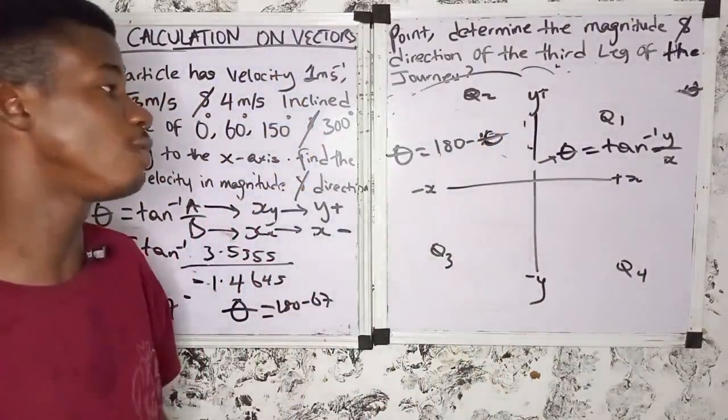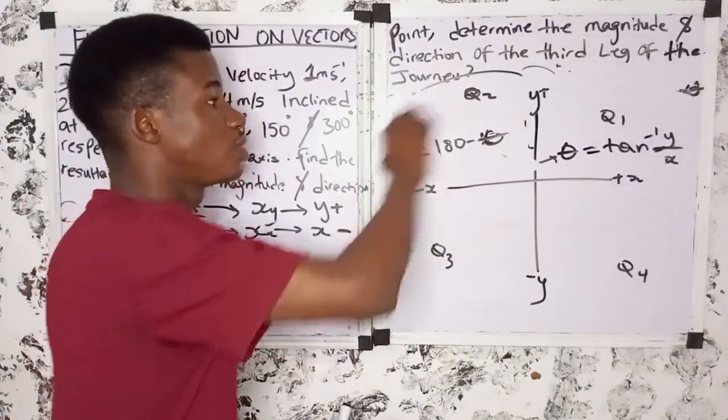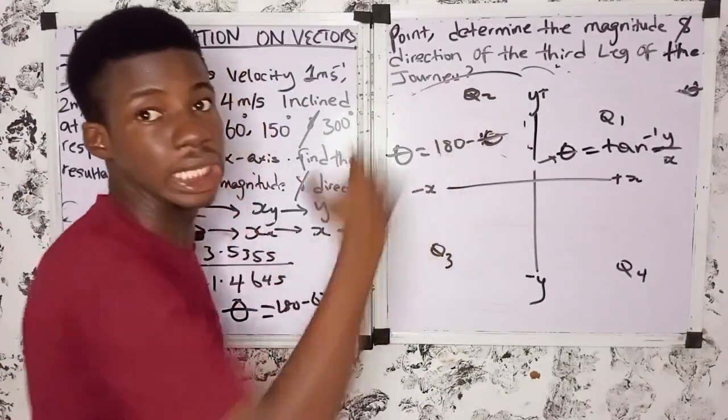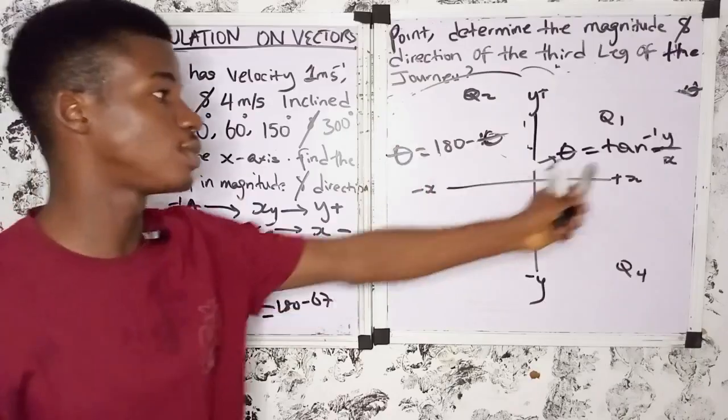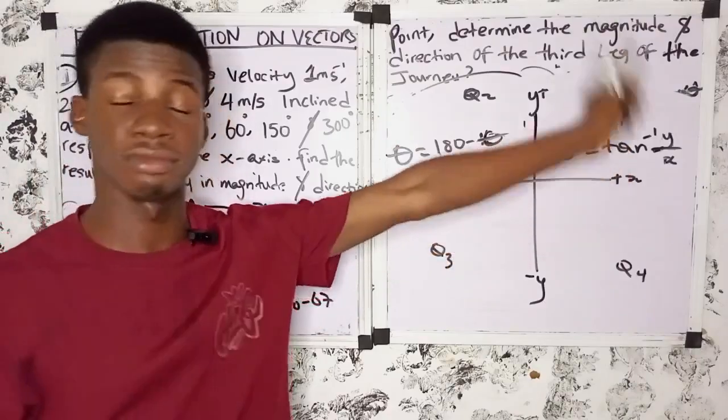Remember, please, these two are not the same. Theta is what you look for first, and this is just the total angle in the second quadrant. So theta is inverse tan y over x.